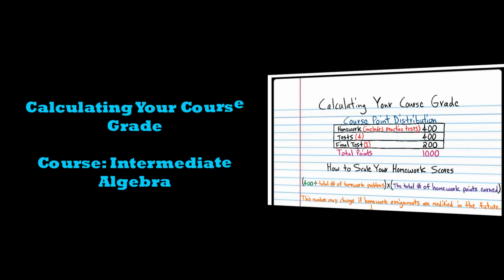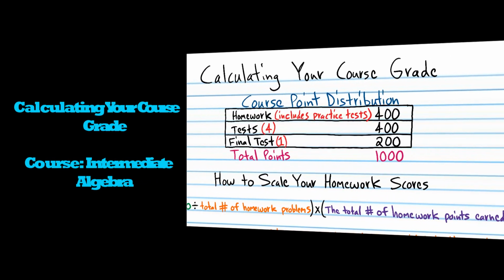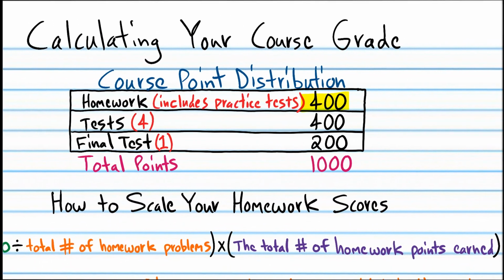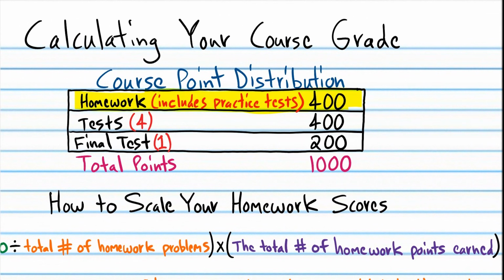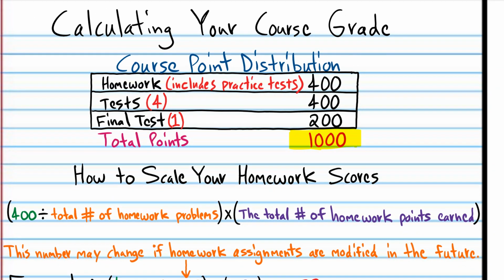This is my intermediate algebra course. Today we're going to calculate your final grade for the course. This is the course point distribution. There's 400 points for the homework, and you took 4 tests, 100 points each. So there's a total of 400 points for the tests, and the final exam was worth 200 points. One final exam, and the total number of points available for the course is 1,000.